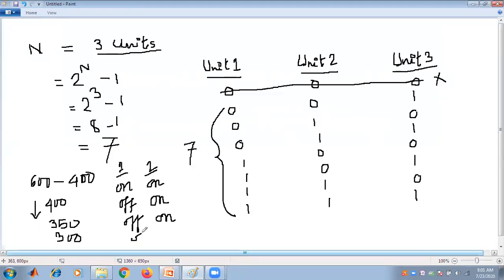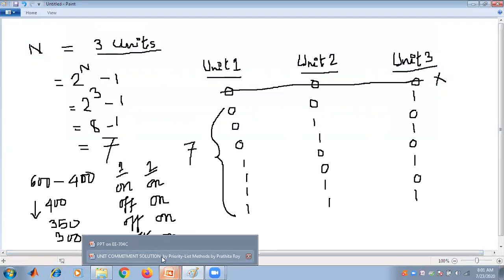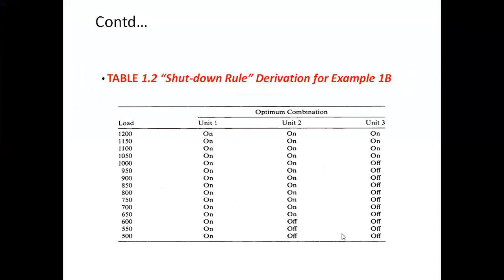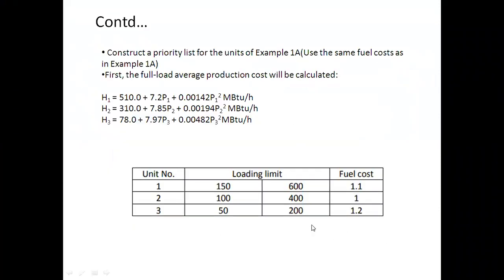We have to run unit 2 and we have to turn off unit 1 in this way, because it is clearly seen that unit 2 has a minimum loading limit of 100 and a maximum loading limit of 400. So the load that lies between 100 and 400, we have to run unit 2.